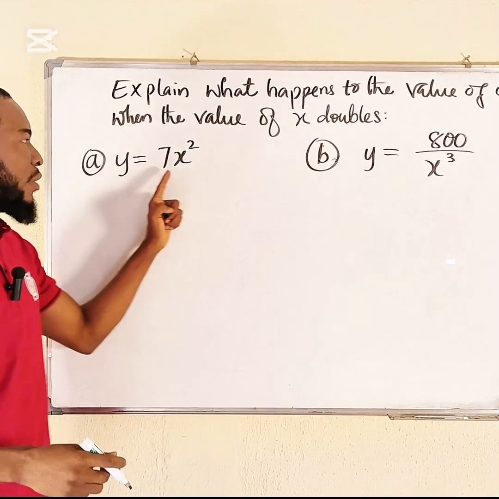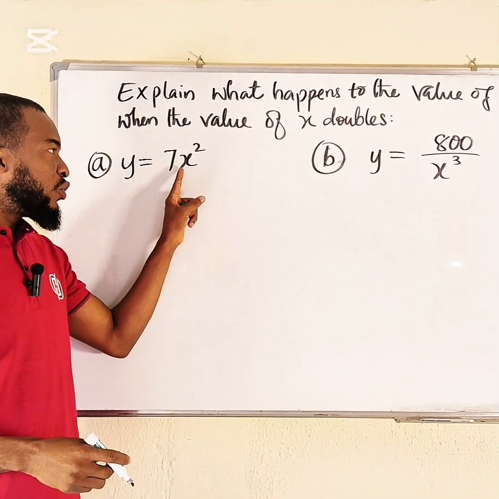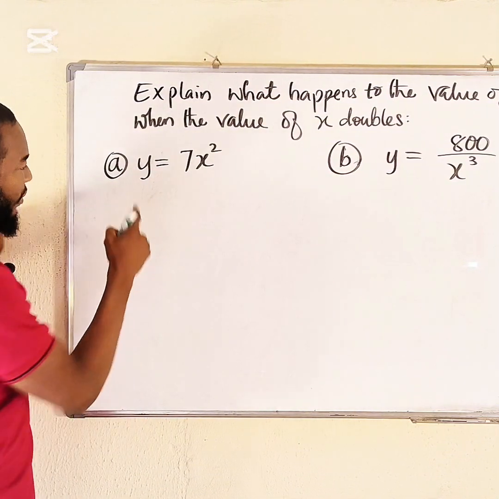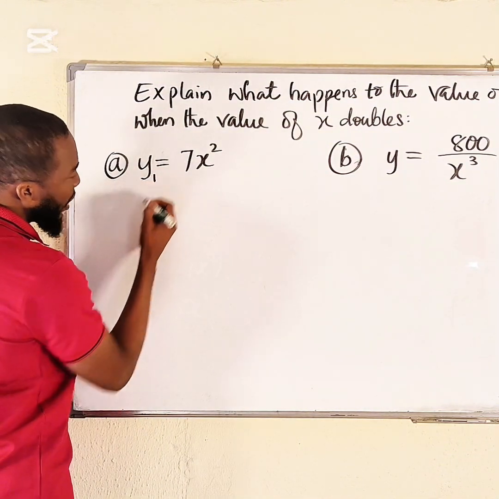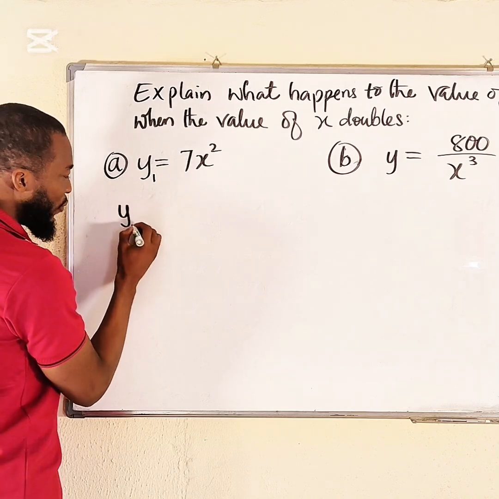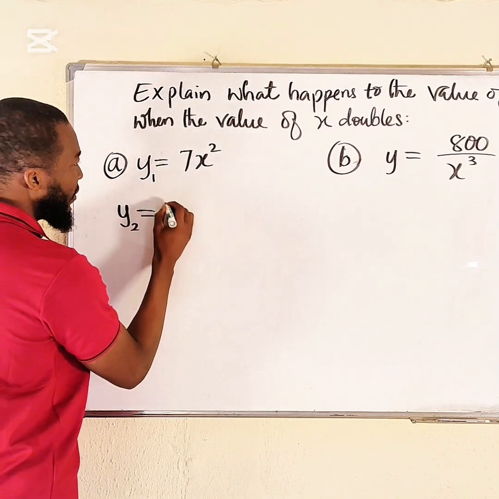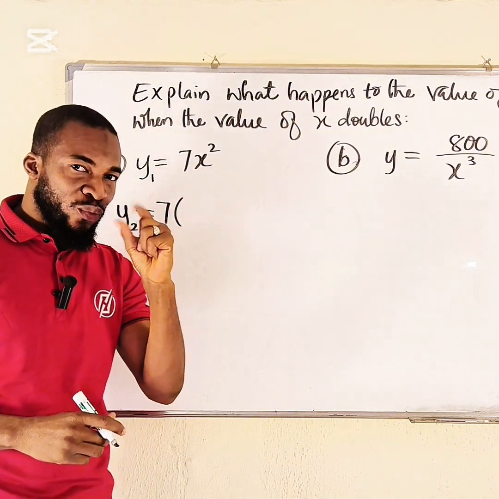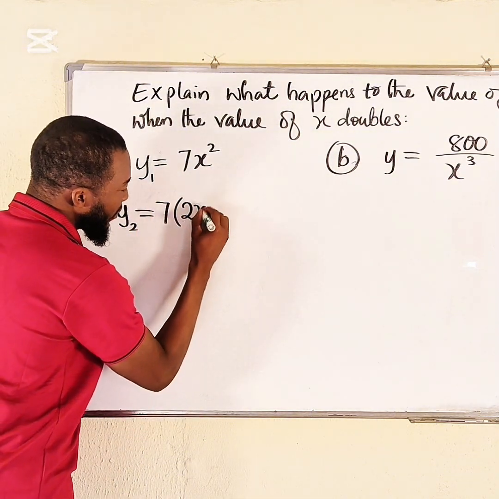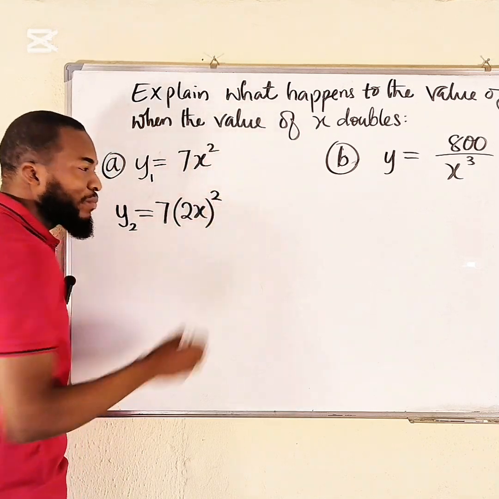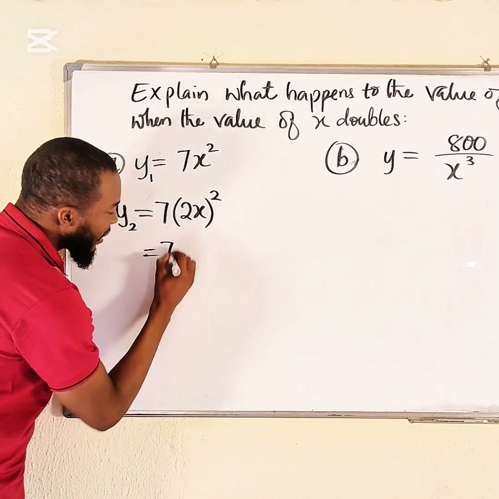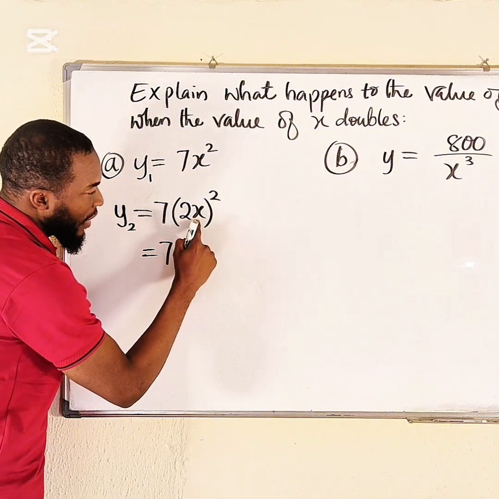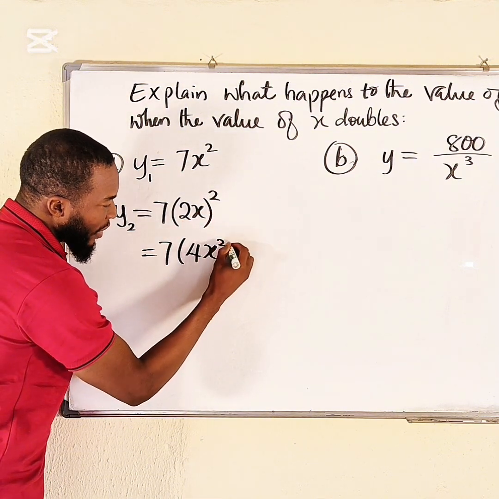We have that y equals 7x squared. We would like to double x just to observe what happens to the value of y. Since we started with this one, I can call it y1. Then the next one will be y2 as we double the value of x. This is equal to 7 multiplied by what? This is x. If you double it, it becomes 2x. So this is 2x, but remember it has a power of 2. This is equal to 7 multiplied by what? 2 squared is 4. Then x to the power of 2 is x squared.